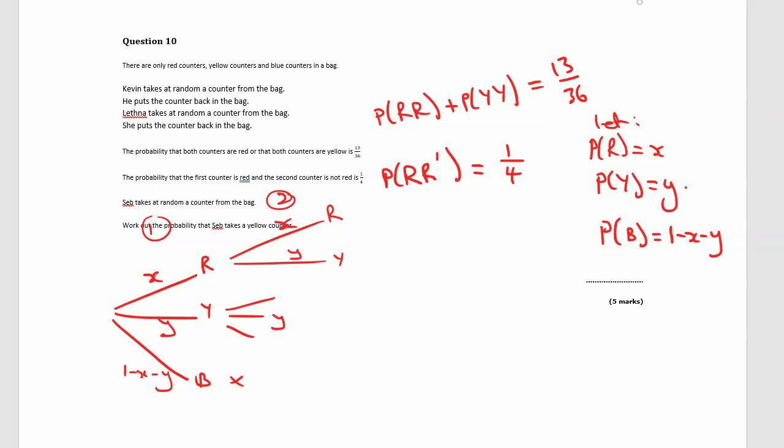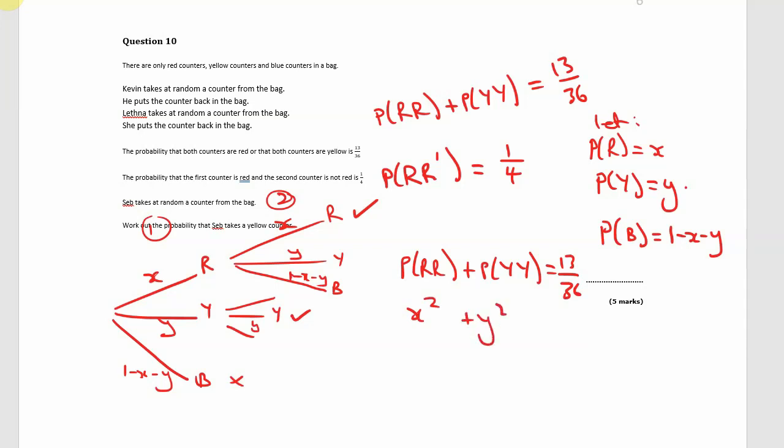So we do care about that yellow path. These are the paths we care about to start with: red, red, and yellow, yellow. So the probability of red, red plus the probability of yellow, yellow equals 13 over 36. So x times x plus y times y equals 13 over 36. I've done x times x and y times y. I'm just going to keep that in the back burner for now, and I'm going to label it equation 1.